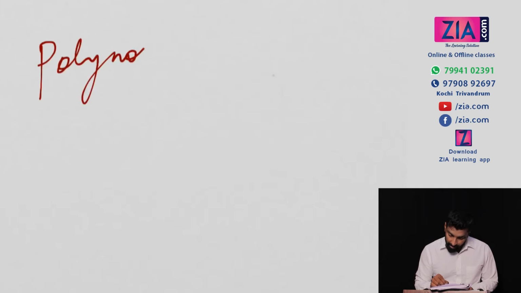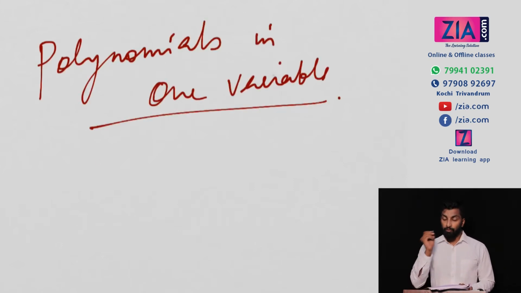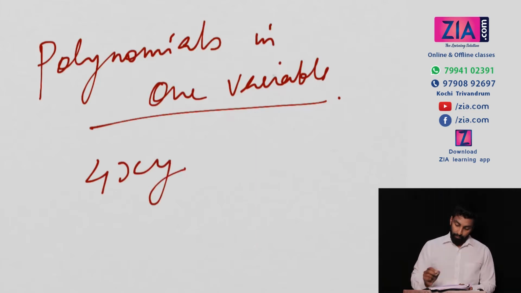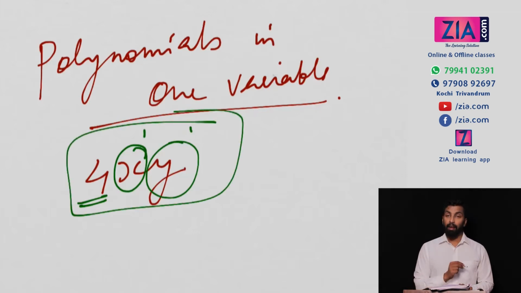Now we are going to look at the polynomials in one variable. When we take this 4xy, how many variables are there? x is a variable and y is a variable, right? So this 4 is the coefficient. The power of x is 1, the power of y is 1. So this is a polynomial because all the conditions are satisfied.